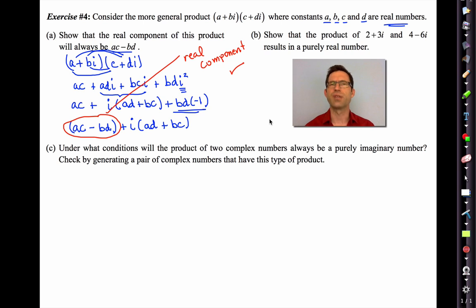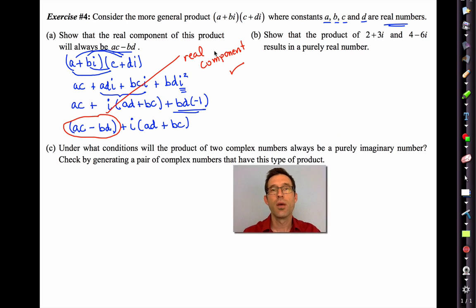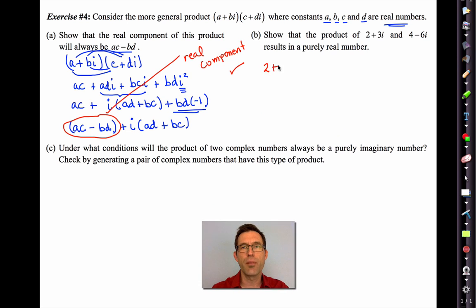Now letter B is interesting. It says show that the product of 2 plus 3i and 4 minus 6i results in a purely real number. Okay, well, try that. See what happens when you find their product. Let's go through it. A purely real number. We'll stick in red here: 2 plus 3i times 4 minus 6i. I could have sworn there'd be an i component. Well, let's take a look.